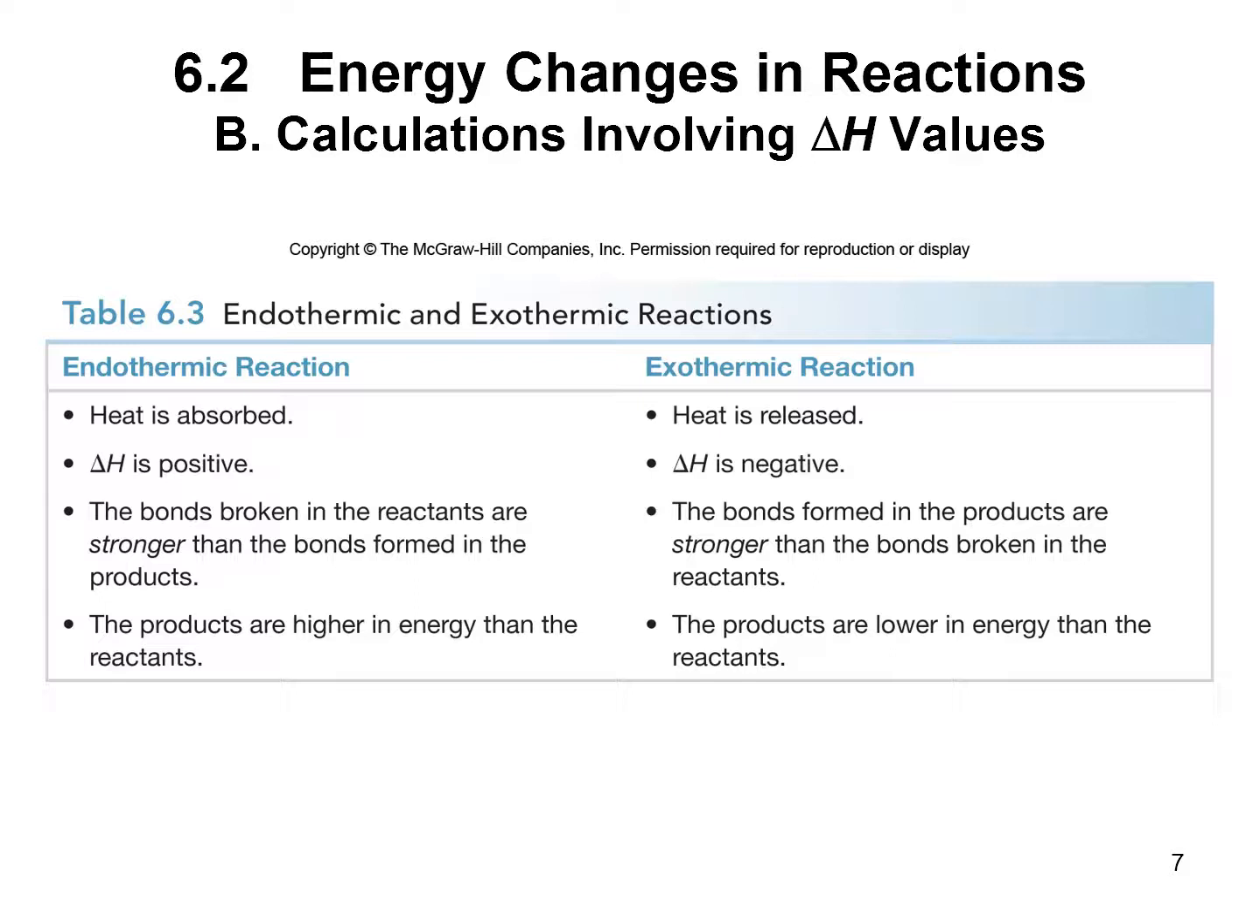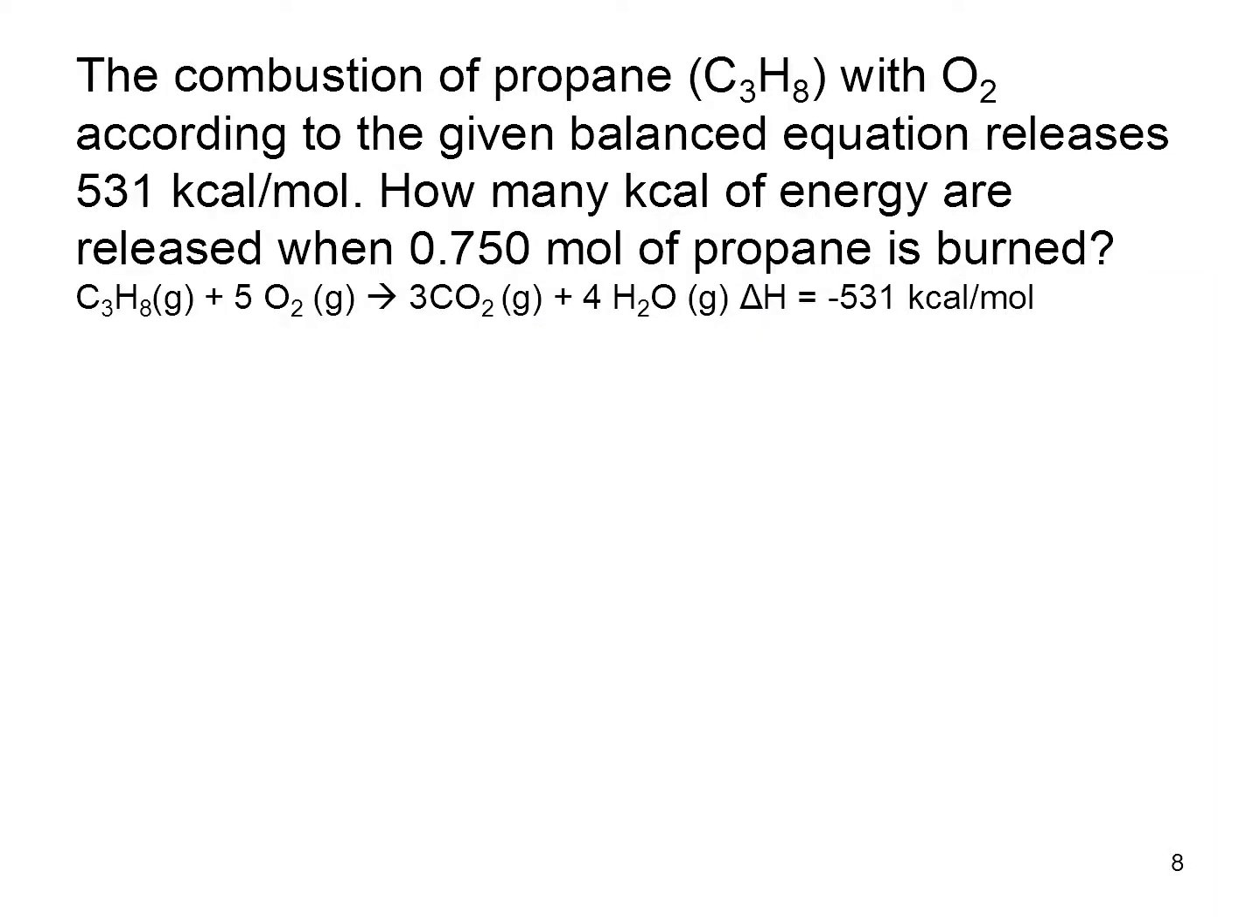In endothermic reactions, the bonds broken in the reactants are stronger than the bonds formed in the products, so there are more strong bonds in the reactants than in the products. And so you're losing some of that strength, and that's something to be considered. In exothermic reactions, the bonds formed in the products are much stronger, whereas the bonds broken in the reactants are much weaker. The products are higher in energy than the reactants in the case of endothermic reactions, and in exothermic reactions, the products have lower energy than the reactants.